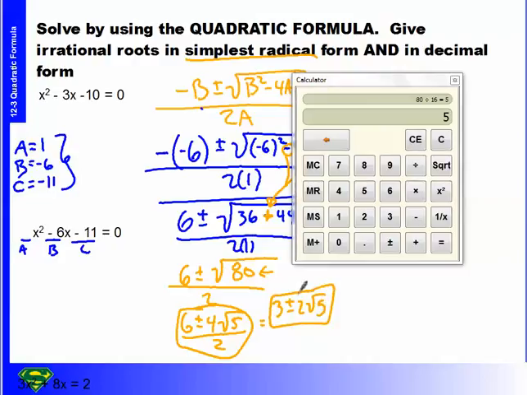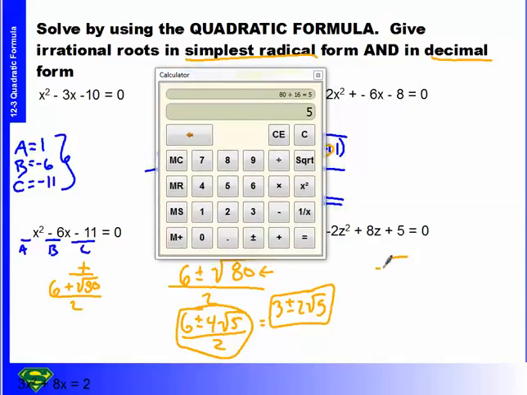But we want our answer also in decimal form. So let's take a look at positive world and negative land. So we have 6 plus the square root of 80 divided by 2. In negative land, we have 6 minus the square root of 80 over 2.